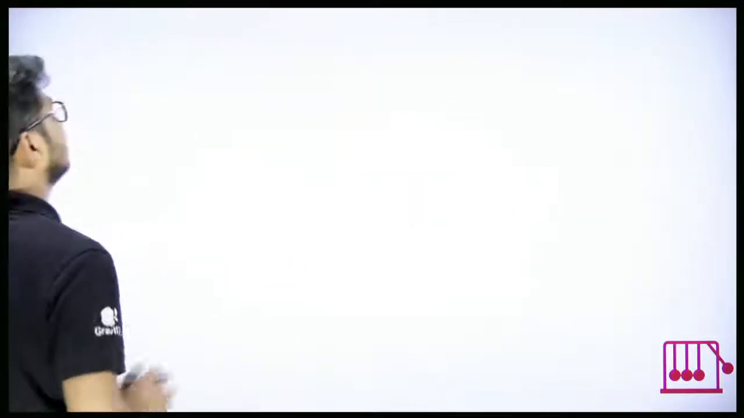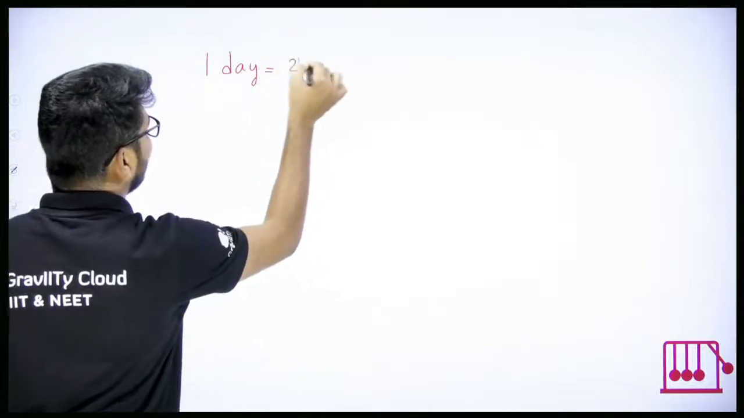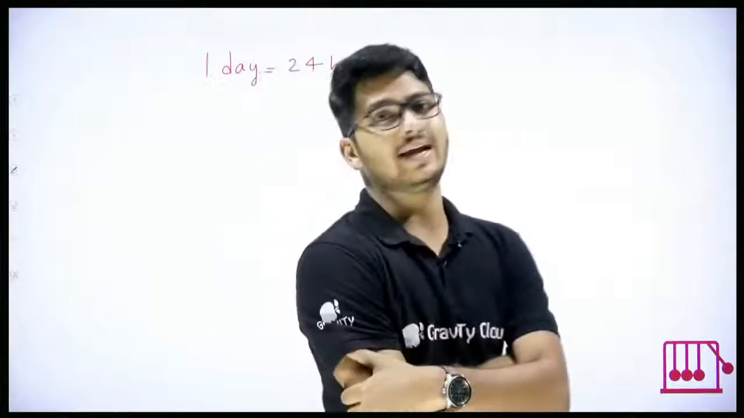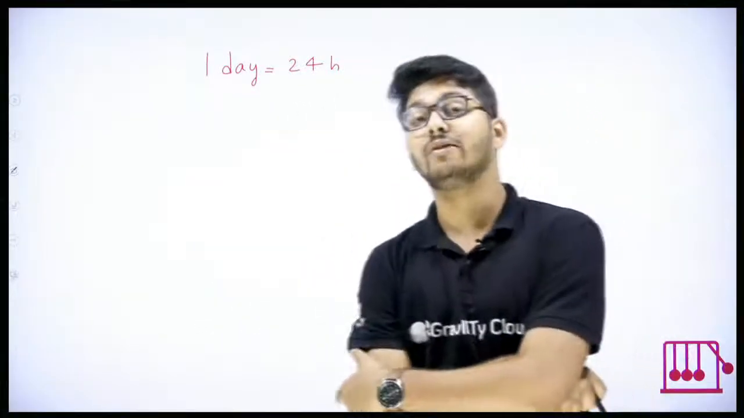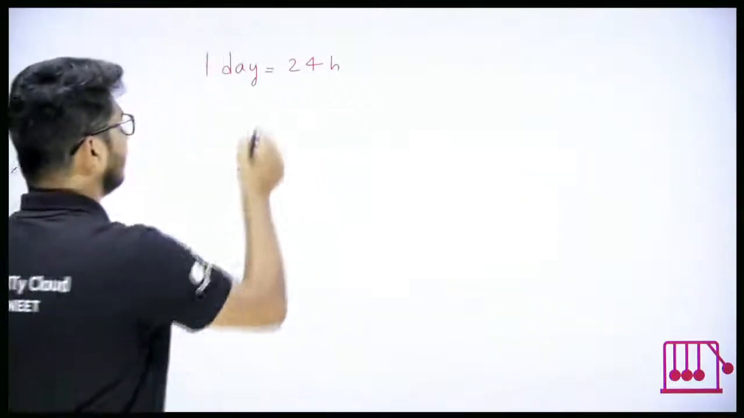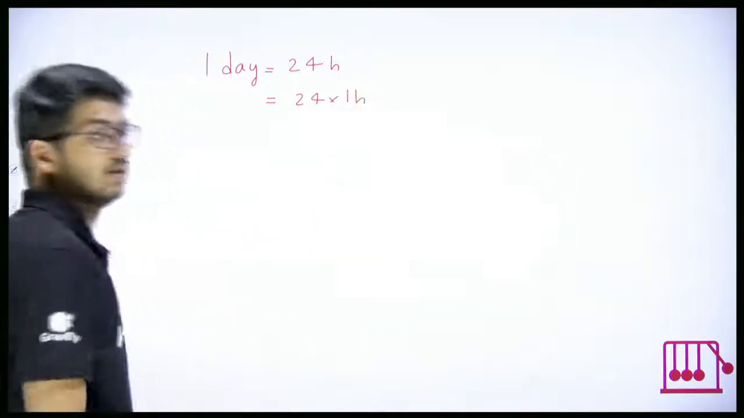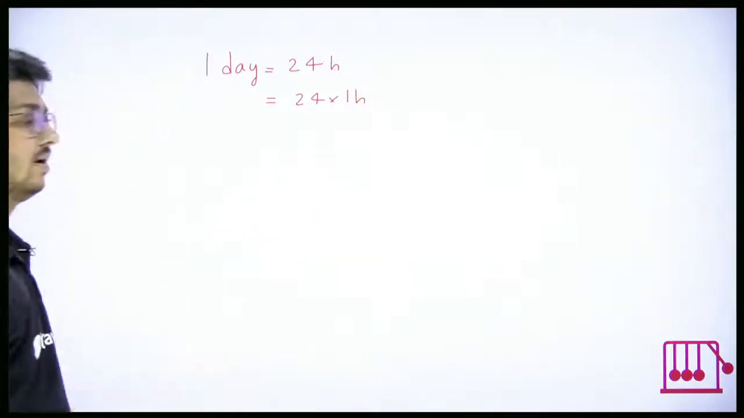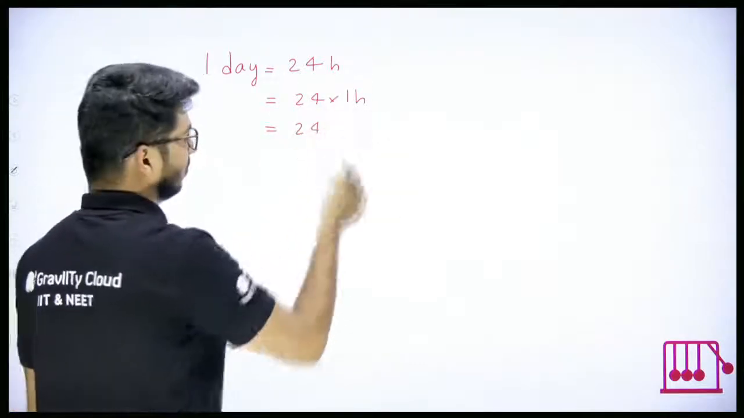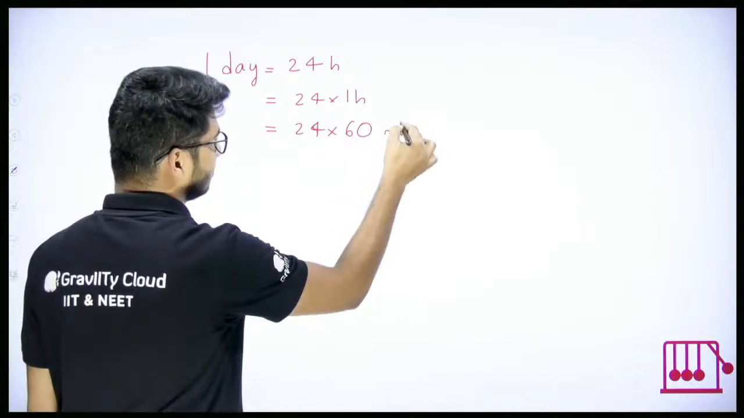Do we have anything else? We have a day. What is 1 day equal to? 1 day is equal to 24 hours. In 1 day we have how many hours? 24 hours. Yes? Okay, good. Then can I write this as 24 into 1 hour? 24 into 1 is 24. And what is 1 hour? 1 hour is 60 minutes.